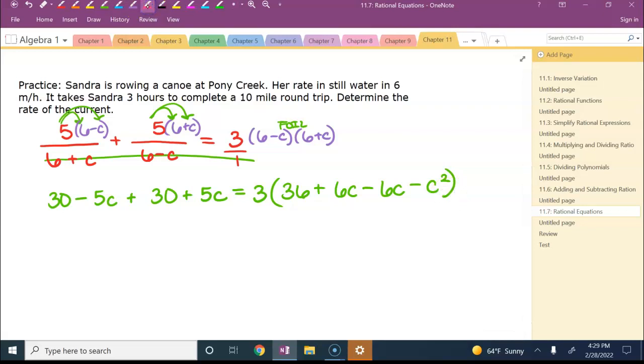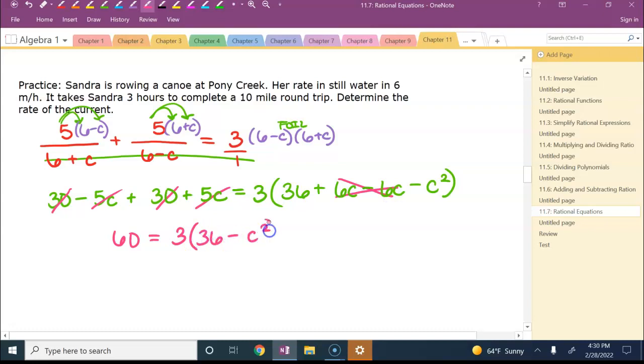Now let's combine some of our like terms here. On the left-hand side, 30 plus 30 would be 60. That takes care of those. We have a negative 5c and a positive 5c. Those are actually going to cancel each other out because they're opposites. Over here, we have that 3. And inside, the 6c minus 6c is going to go away. So we have 36 minus c squared. Now I am going to have to distribute this 3. So we have 108 minus 3c squared.